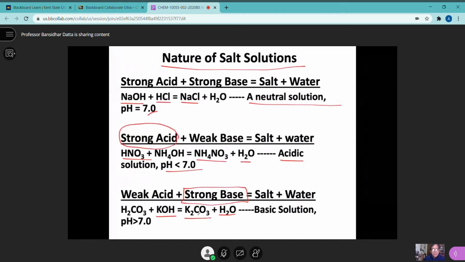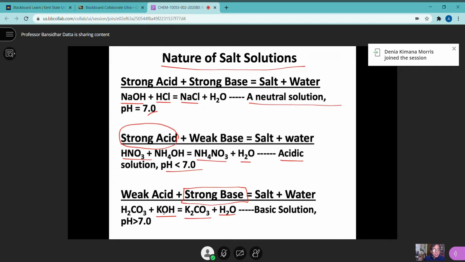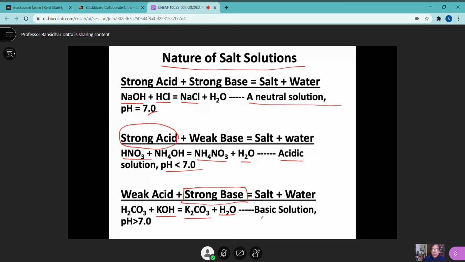And now this potassium carbonate solution, what will be the nature of it? Will it be acidic, basic, or neutral? It's a strong survive. The base is the strong one. It came from potassium hydroxide. Therefore, it's a basic solution. And that is, pH is greater than 7.0. The fourth category is one which I did not write there, and you must write it down.